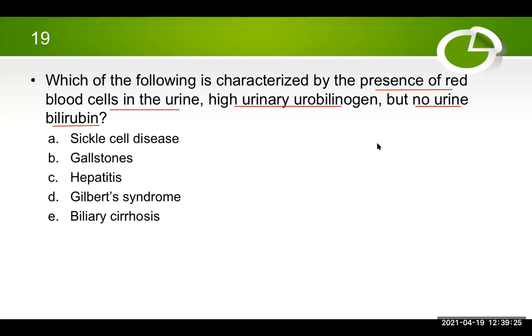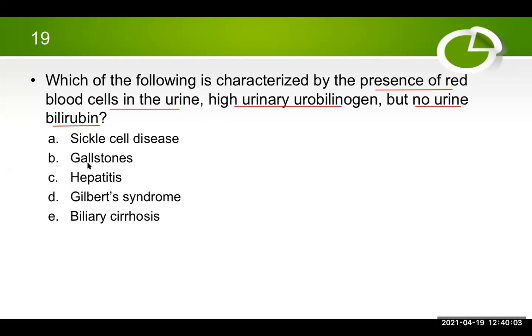So to form or to synthesize urobilinogen, there should not be any obstruction of the bile flow. Yes or no? Yes. So those conditions which lead to obstructive jaundice are ruled out here. Gallstones are ruled out. Probably they result in obstructive jaundice. Okay, we hope, though they may not. If they are inside the gallbladder, they may not lead to obstructive jaundice, but they are some of the important causes of obstructive jaundice.